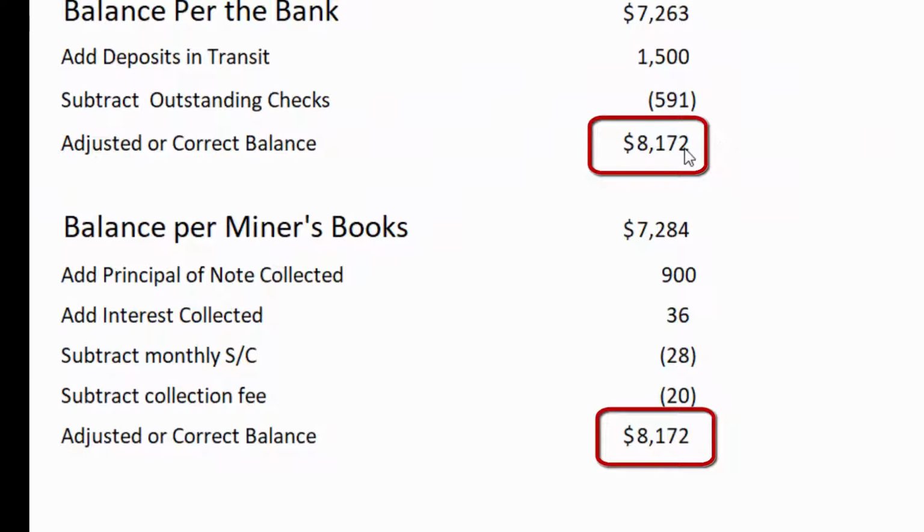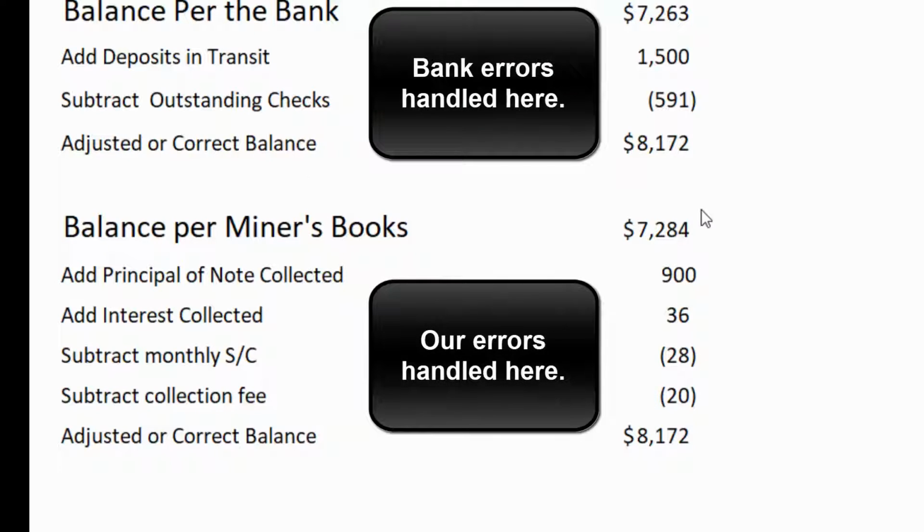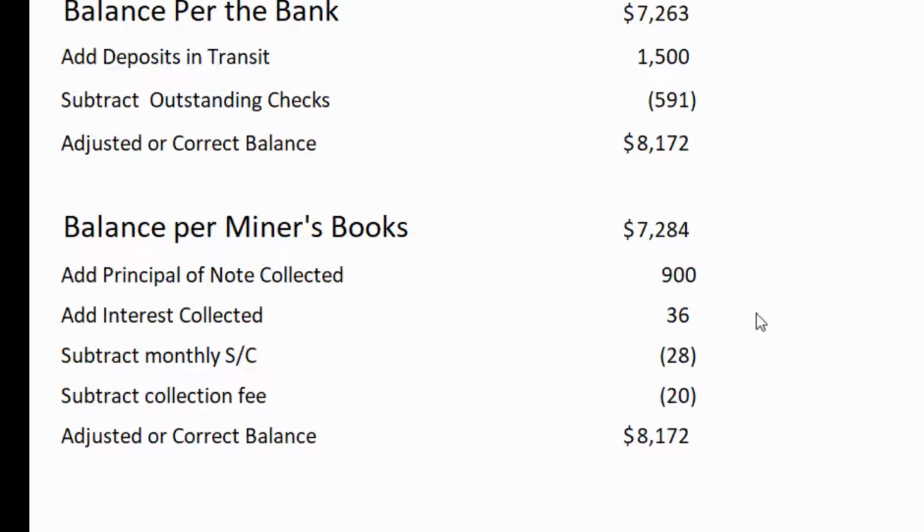Sure enough, $8,172. And if there were errors that we made, we'd also make those corrections down here. Again, bank errors are handled in their half, and our errors are handled in our half. Terrific. So now we've reconciled the bank account. We just have to make journal entries now to reflect this information down here.